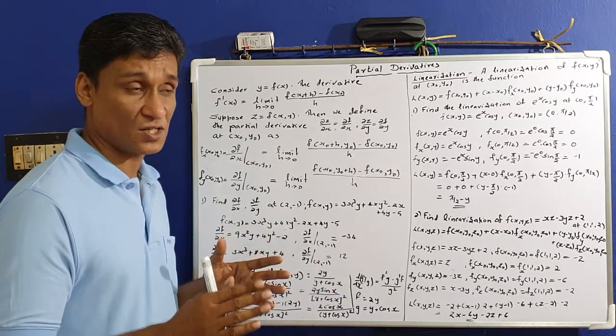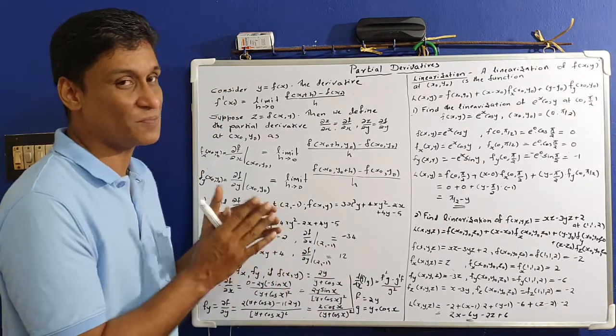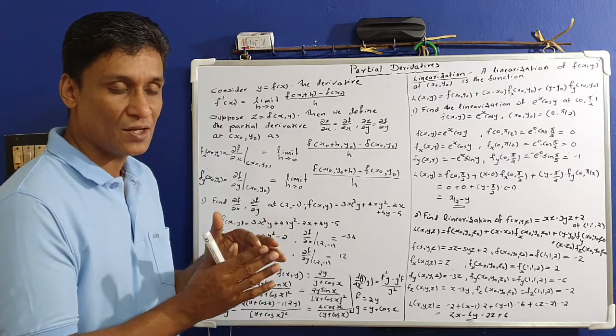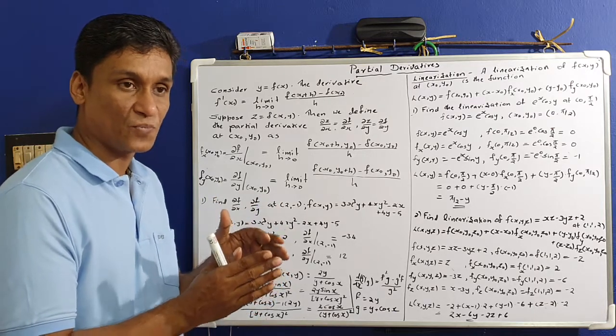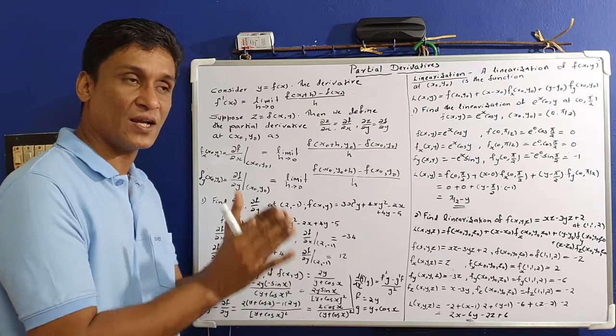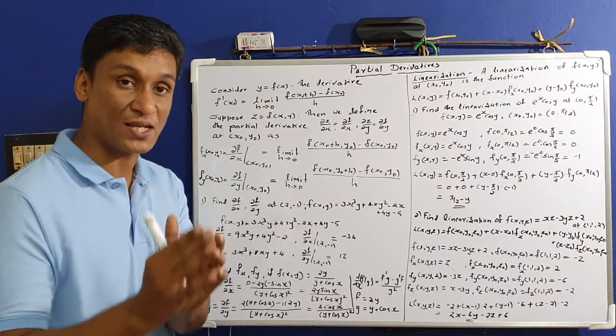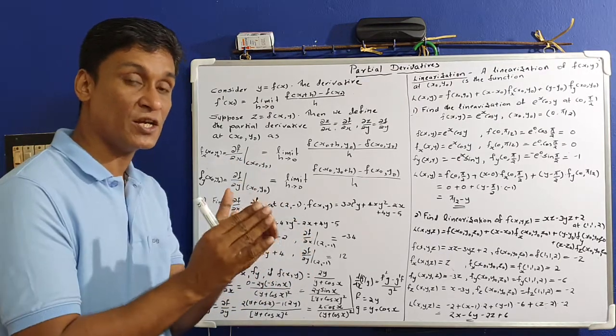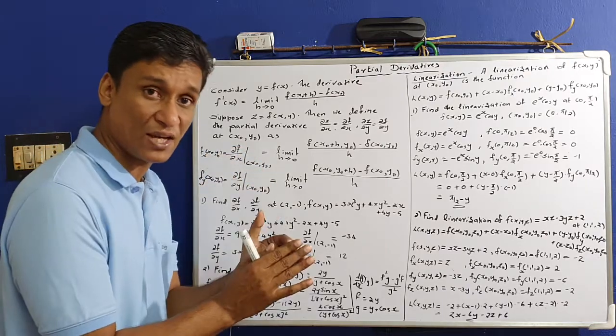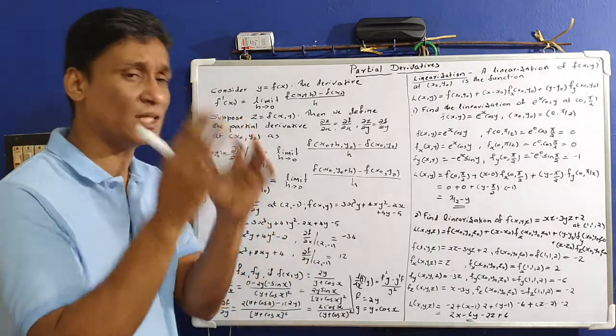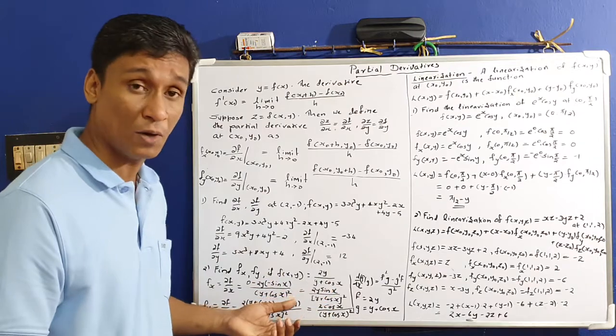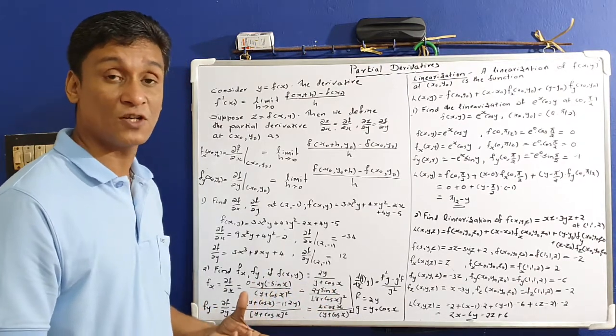That is the only difference. And the difference between total differentiation and partial differentiation is that in the case of partial differentiation, if we are differentiating with respect to x, we consider x as a variable and keep y as a constant. If we are differentiating with respect to y, we consider y as a variable and keep x as constant. All other rules of differentiation are applicable in the case of partial differentiation also.